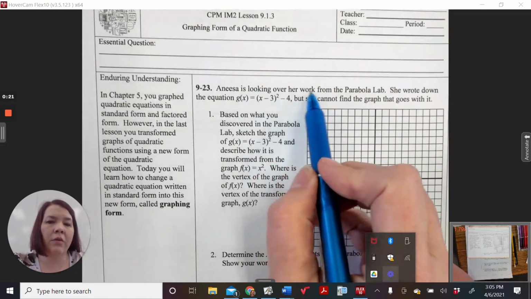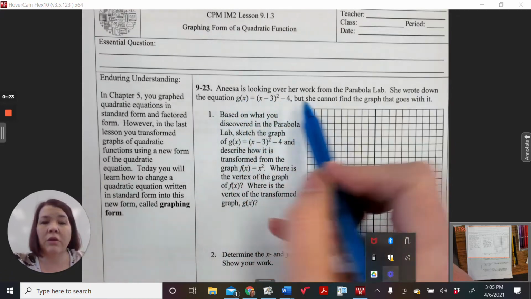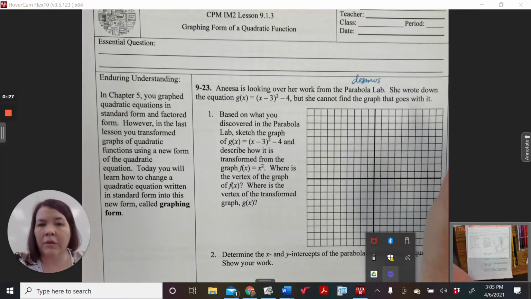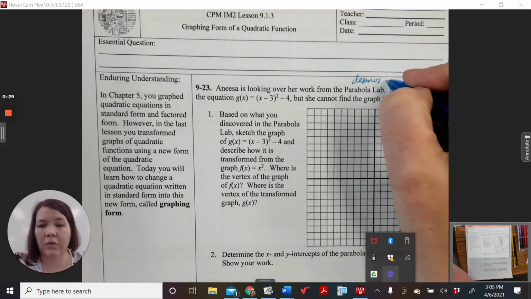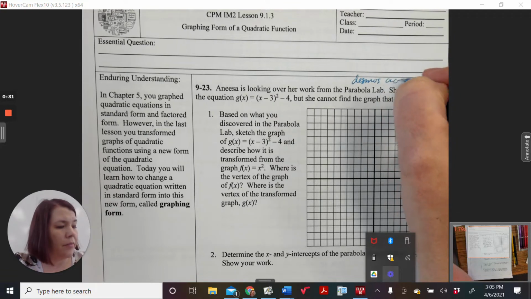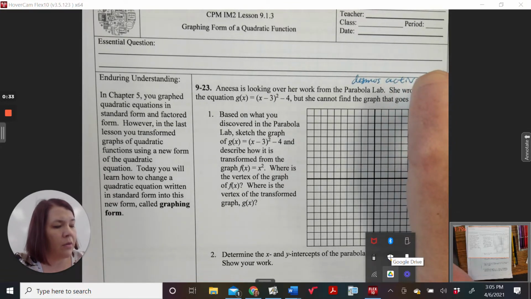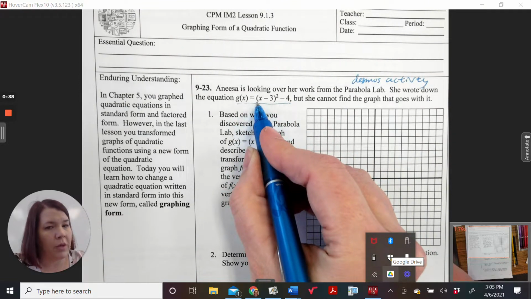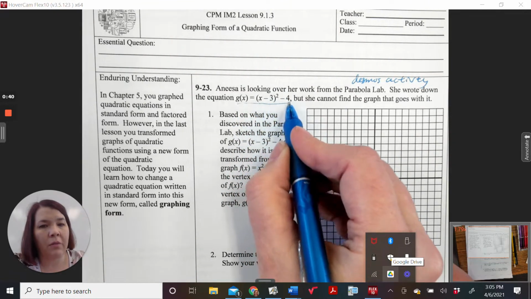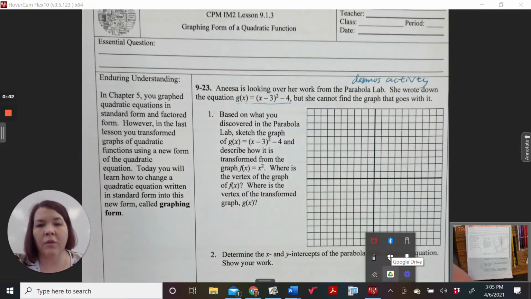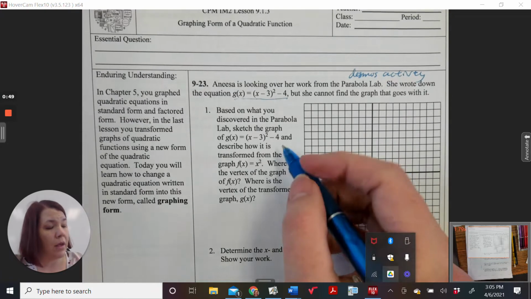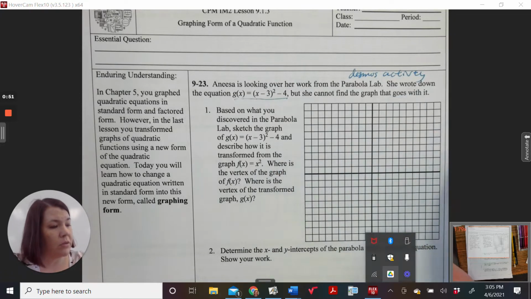So Anissa's looking over her work from Parabola Lab, which was our Desmos activity, the student.desmos activity. She wrote down the equation g of x equals x minus 3 quantity squared minus 4, but she cannot find the graph that goes with it. Based on what we've discovered in the Parabola lab, let's sketch the graph of g of x. First it wants to know how it is transformed.